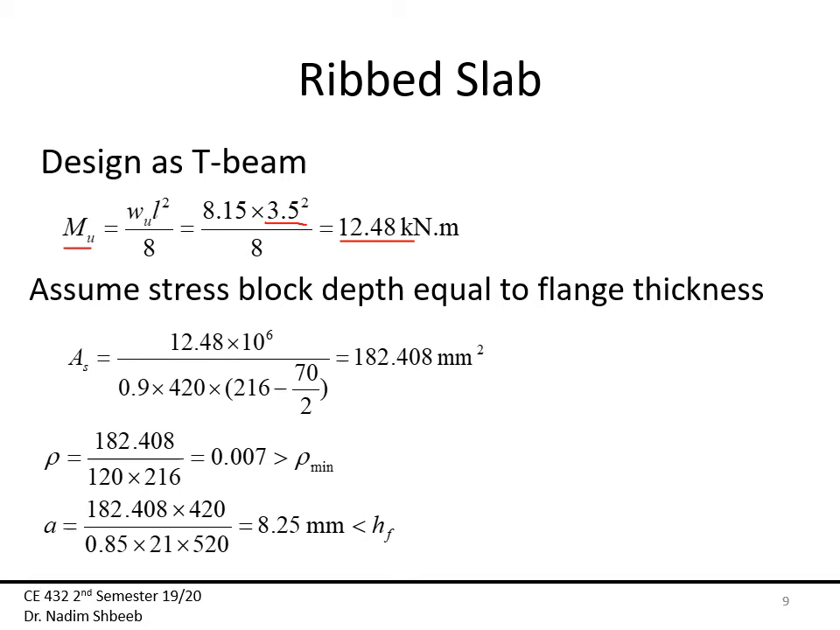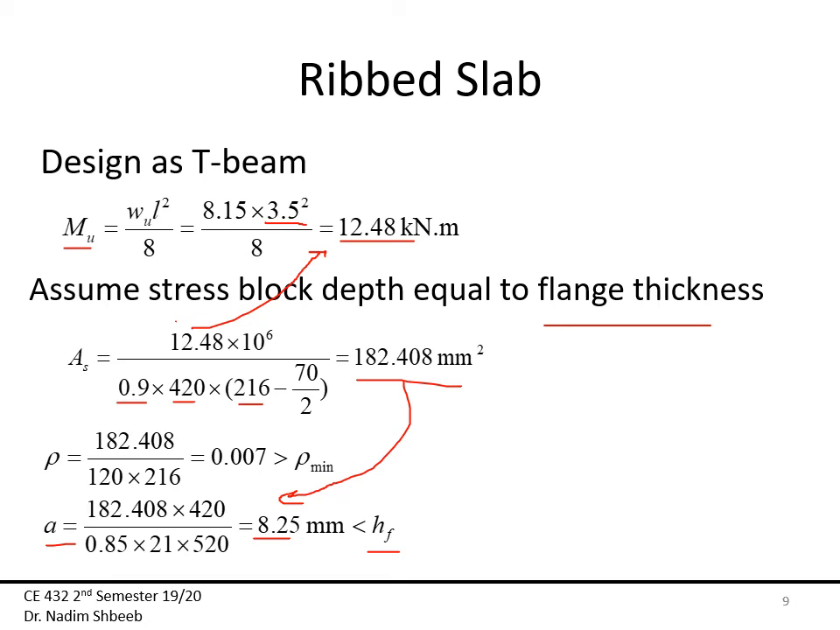Since it's a regular T-beam, I'm going to assume first that the stress block is equal to the flange thickness, and that will be again 0.9, which is my phi, fy, and this is my d minus height of a flange over 2. And this is the ultimate moment right there. So I'm getting 182.408 millimeters square. So I'm using that again to recalculate a, and I find that to be 8.25 millimeters, which is less than the height of a flange. So the assumption for my T-beam is correct, and it's going to be analyzed as a rectangular beam.